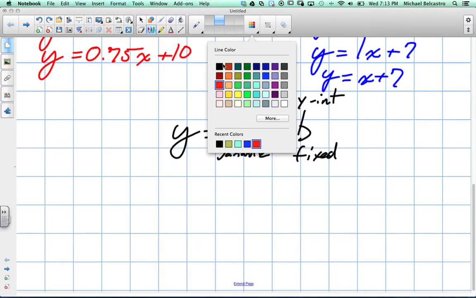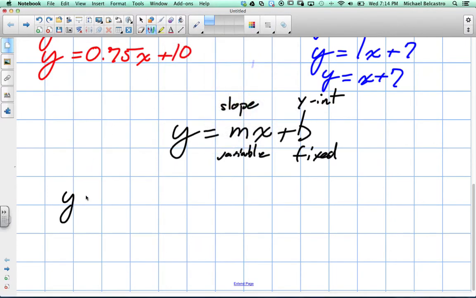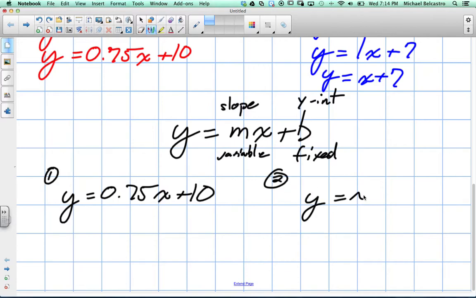Okay, so I'll call the first one equation 1. So y equals 0.75x plus 10. That'll be our equation 1, and our equation 2 here is y is equal to x plus 7. So, how do I do this? Are you used to substitution, elimination? Which one? We've done substitution today. Okay, so let's work on substitution.